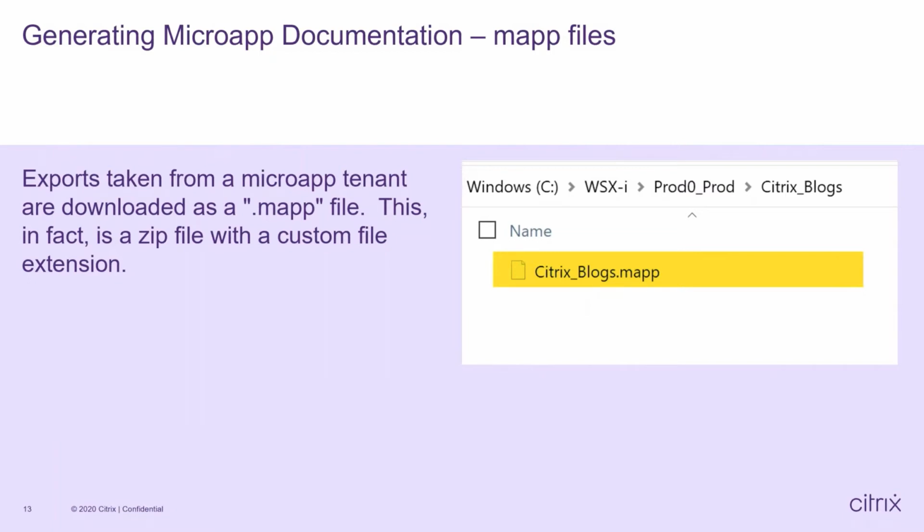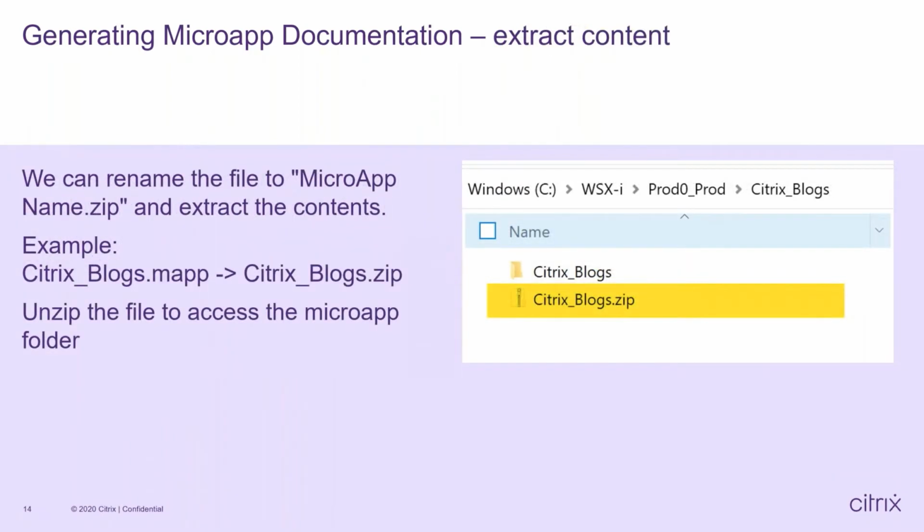When you export a Microapp or integration bundle, you'll see a .map extension. This is actually a zip file in disguise. By changing the extension of the .map to .zip, the zip tool can extract the content.